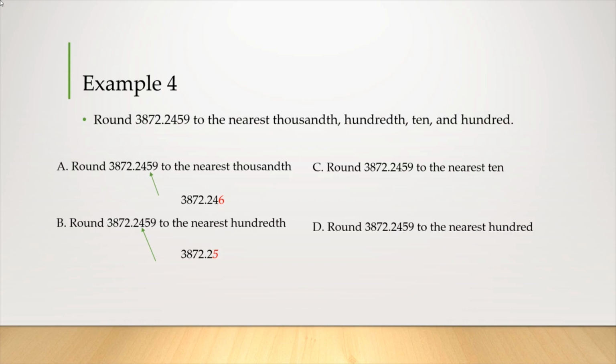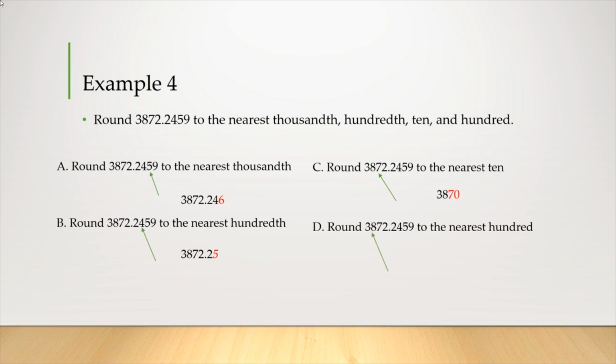Letter C and letter D, now we're looking at the whole numbers. We're looking at the tens place and the hundreds place. And notice what's going to happen here and how it's different from rounding when it's one of those smaller place values. So we're going to round to the tens place. That 2 tells us to round down, which means that we're going to keep the 7 the same. So we have 3,870. Notice that here you have to put a 0 as a placeholder.